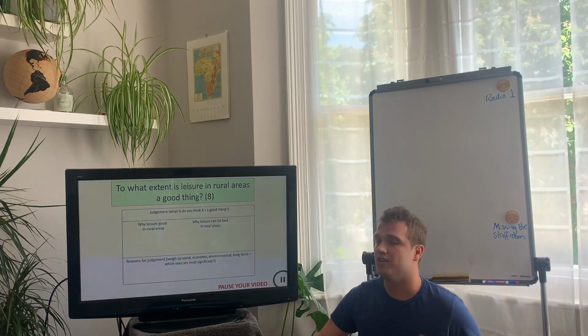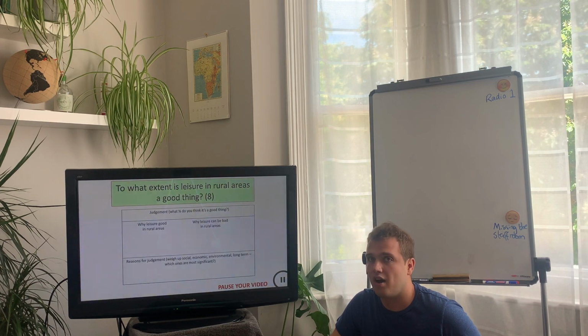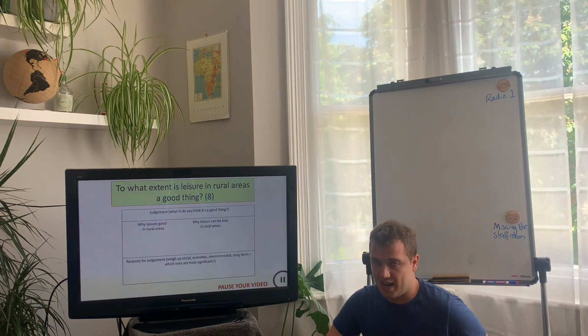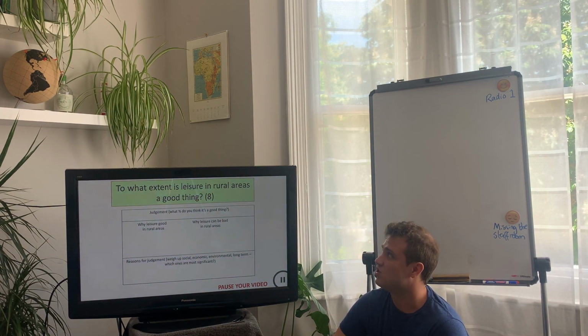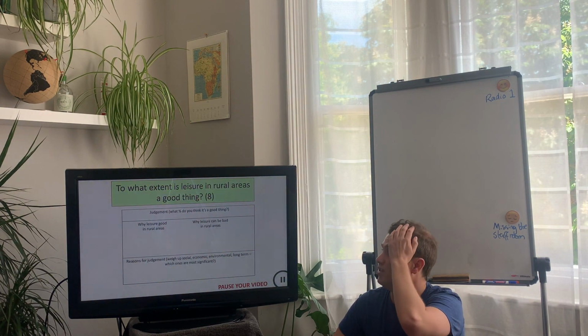So the last thing we're going to do is we're just going to have a go at planning an exam question together that kind of sums all this up. So the question is, to what extent is leisure in rural areas a good thing? So this is an 8-mark question, and you've started to have a look at these, but I'm going to talk you through how you would answer them.